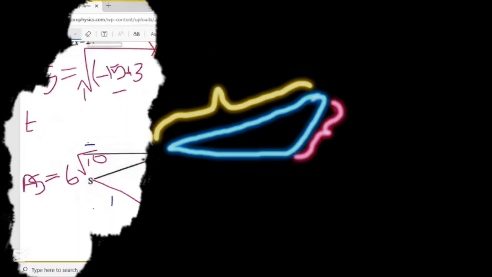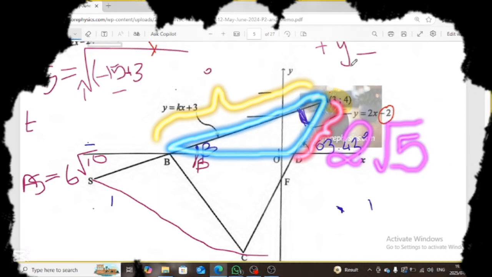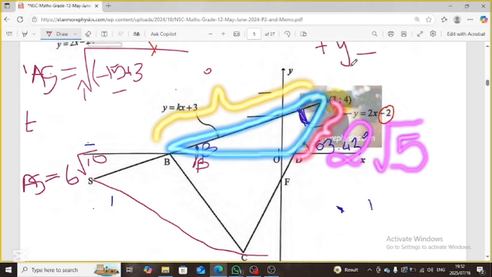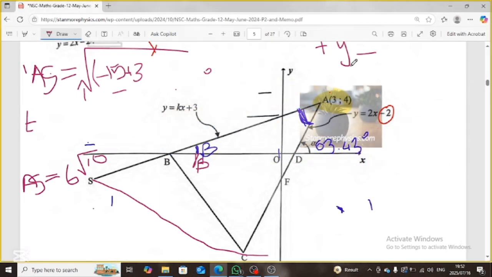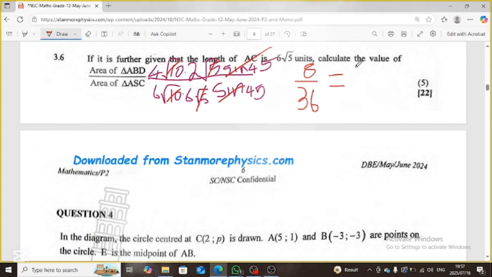Using the distance formula, we then find the length of AB to be 4 root 10 and the length of AD to be 2 root 5. From the area rule, we are now going to multiply 4 root 10 times 2 root 5 and sine 45 degrees, giving us 8 over 36, equal to 2 over 9.